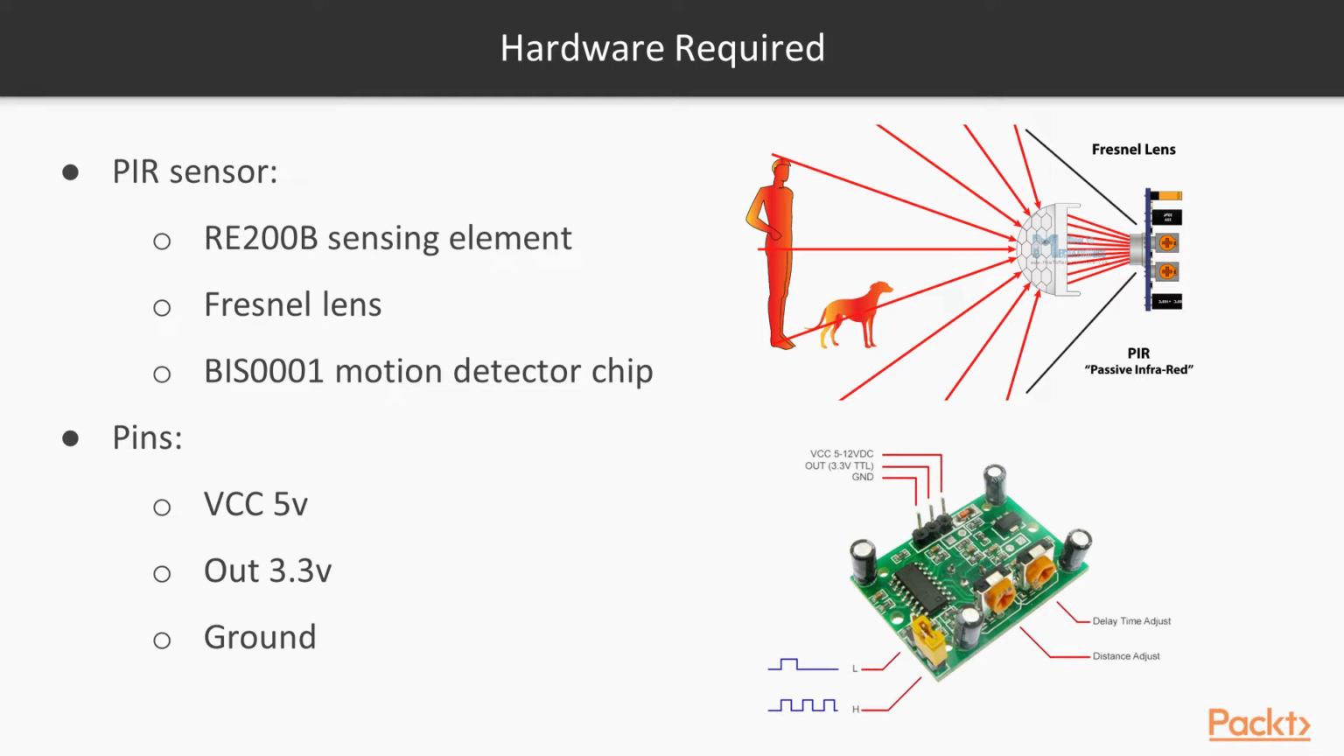The module has 3 more pins with a jumper between 2 of them. These pins are for selecting trigger modes. The first one is called non-repeatable trigger and works like this. When the sensor outputs a high and the delay time is over, the output is automatically changed from high to low. The other mode, called repeatable trigger, will keep the output high all the time while the detected object is present in the sensor's range.